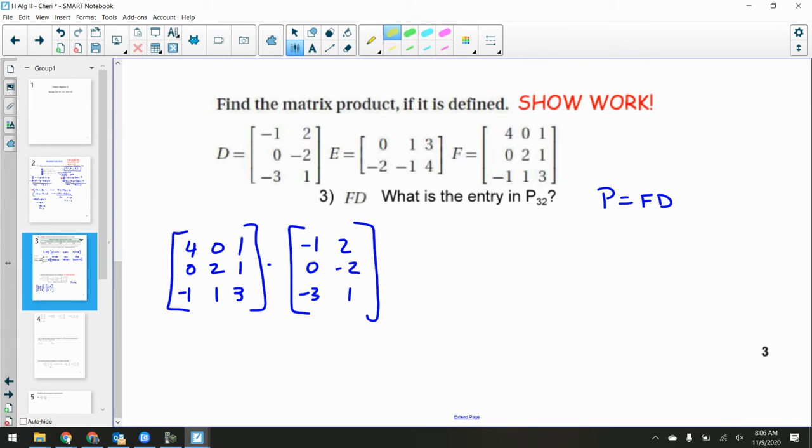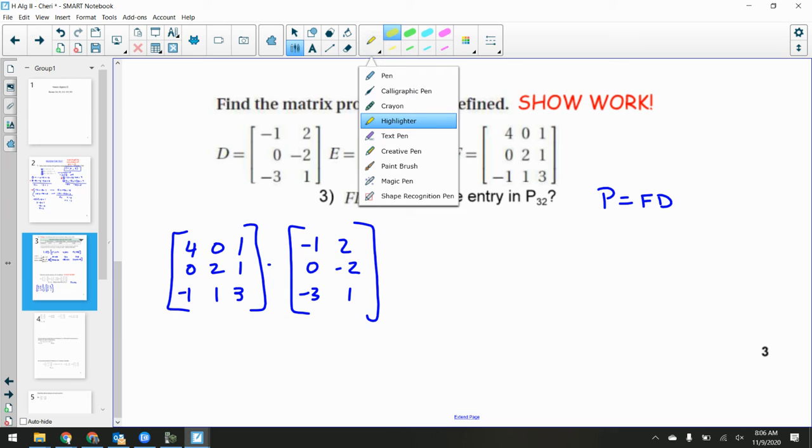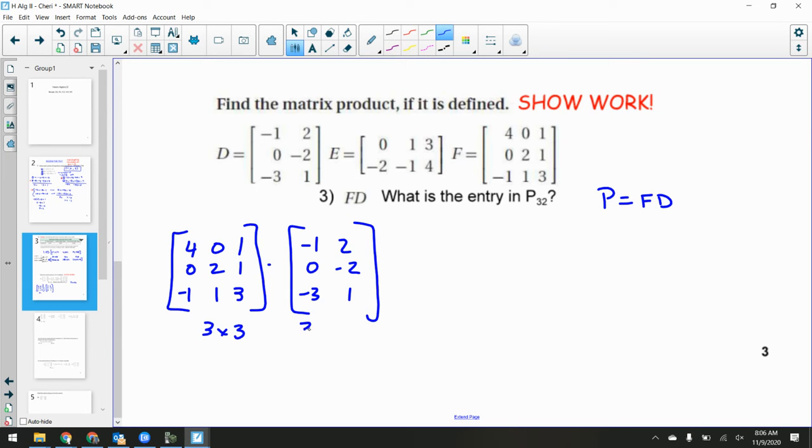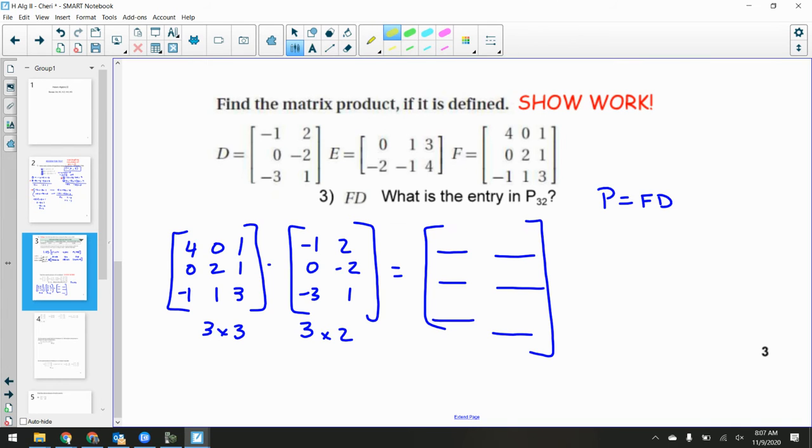All right, so actually, I should do this. This is a 3 by 3. This is a 3 by 2. So what's my solution going to be? 3 by 2, right? So that's going to be one of these here. And now we multiply row and column together. So this is going to be row 1, column 1. We got negative 4, 0, negative 3, which makes negative 7.